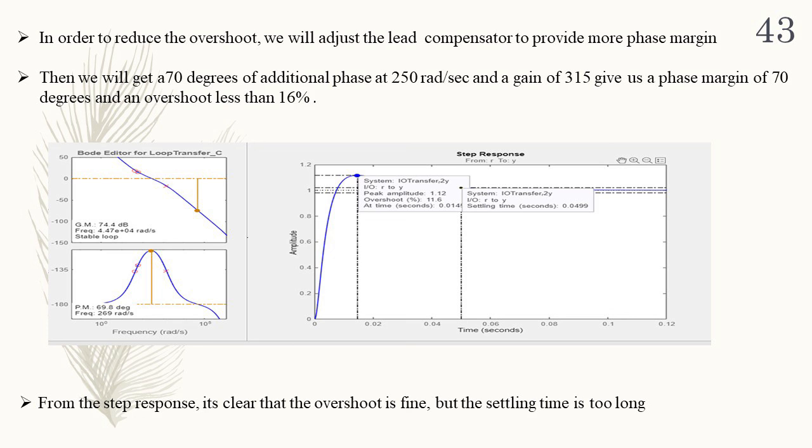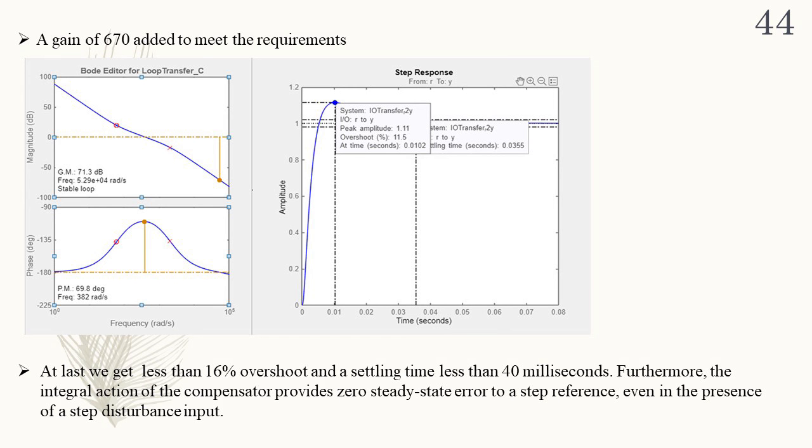From the step response it is clear that the overshoot is fine, but the settling time is too long. So again a gain of 670 is added. At last we get less than 16% overshoot and settling time less than 40 milliseconds. So we meet our design requirements.